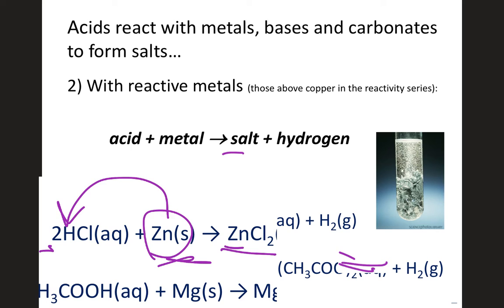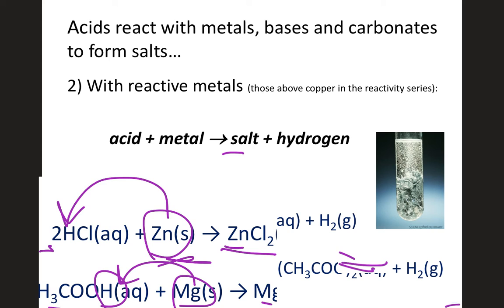In the second example, we have magnesium trying to replace hydrogen. Remember our weird old acetic acid. So the magnesium's trying to replace the hydrogen. It can, and so we form magnesium acetate and kick out the hydrogen.